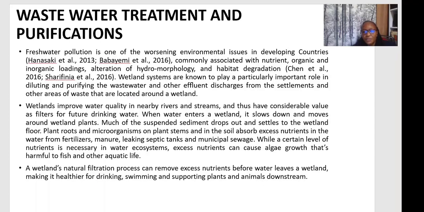Commonly associated with nutrient, organic and inorganic loading, alteration of hydromorphology, and habitat degradation, wetland systems are known to play a very critical role in diluting and purifying wastewater and other effluent discharges from settlements and other areas of waste that are located around a wetland.